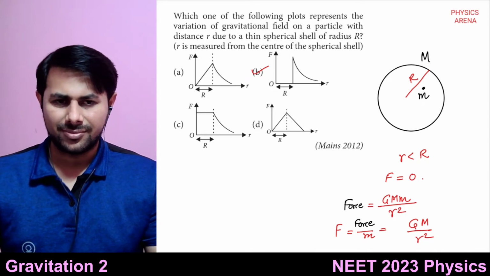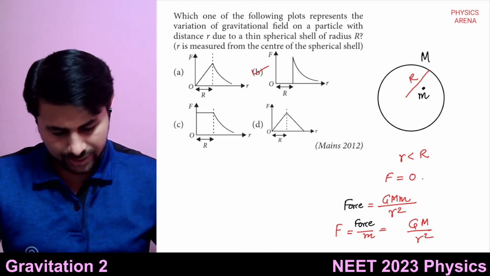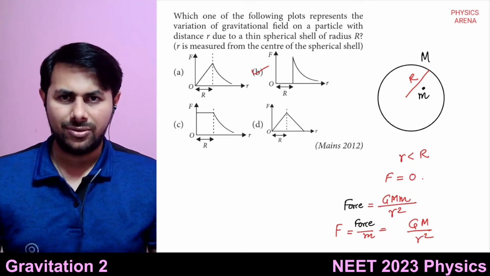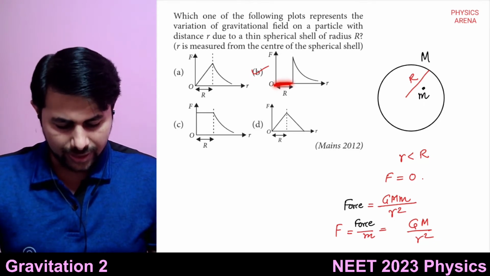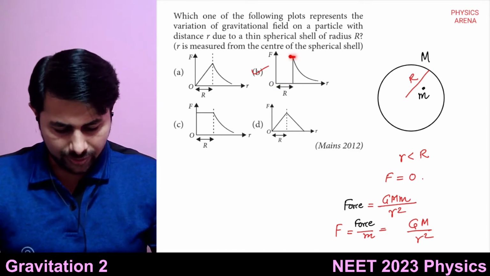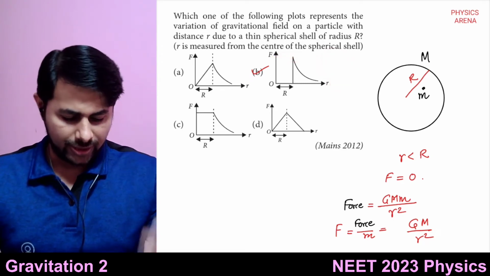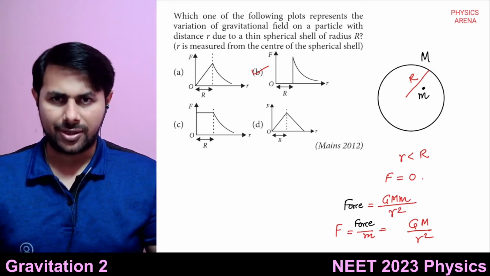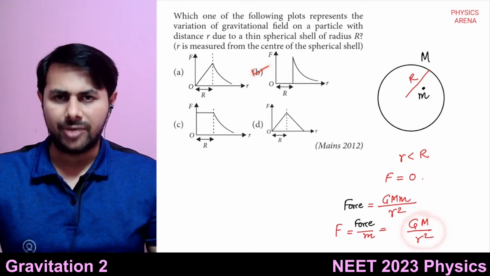Till the distance from the center of the shell is less than R, the force on any mass which is kept inside the shell will be equal to 0. So therefore the gravitational field is 0 till distance R. After that, it is equal to GM upon R square, GM divided by capital R square. This will be the maximum value, and then it falls inversely as the r square. So it is GM upon R square. So therefore it's option B.